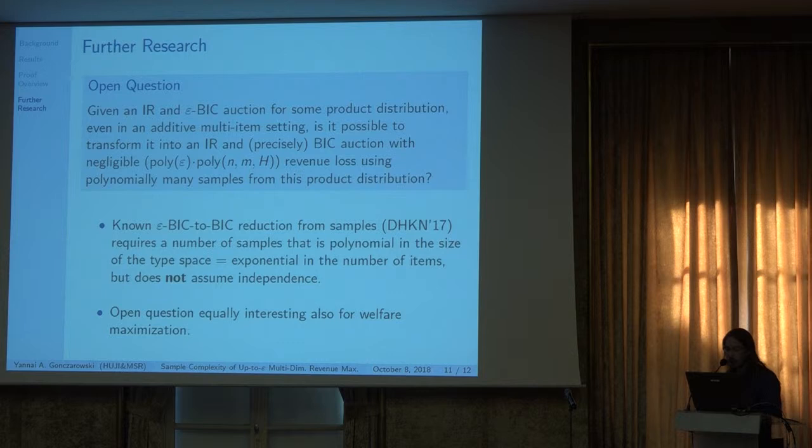There's a known beautiful work on epsilon BIC to BIC reduction from samples by Dughmi et al. from STOC '17, but it requires the number of samples to be polynomial in the size of the type space, which means that it's exponential in the number of items. We don't know how to exploit independence to get polynomial in the number of items. This reduction is for welfare maximization rather than revenue, but we find this open question equally interesting in both scenarios. It would be great if someone from the audience could find an ingenious way to handle this.